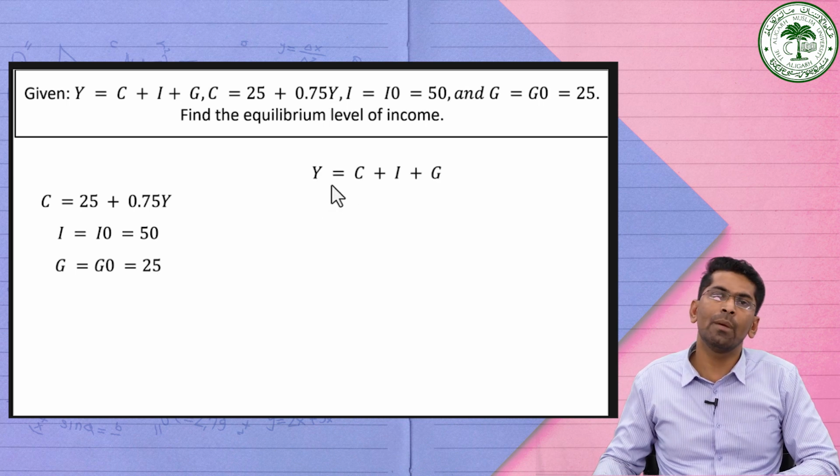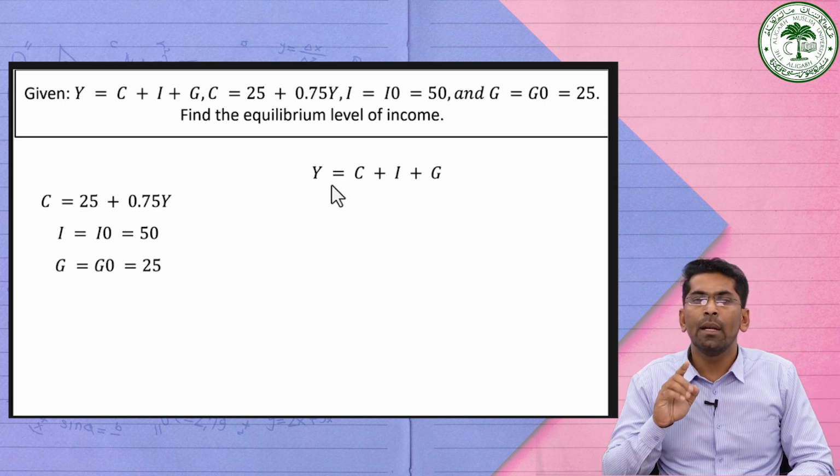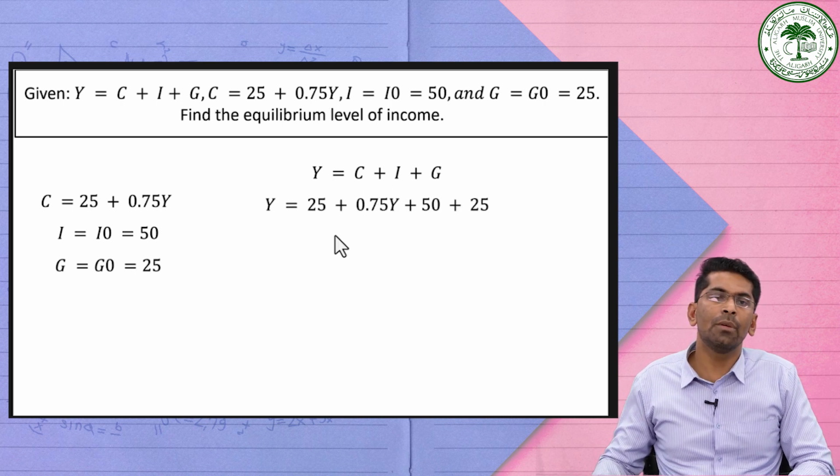income. So the level of income here is y equal to C plus I plus G. Now I am going to substitute C, I and G here. So the level of income will become the consumption function, which is 25 plus 0.75y, plus I, which is equal to 50, and government expenditure, which is 25.